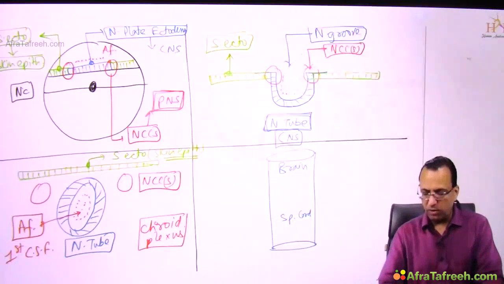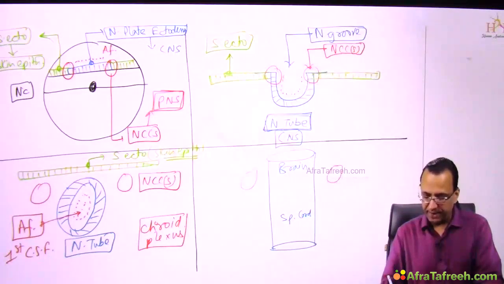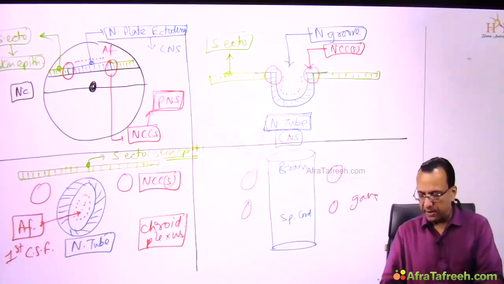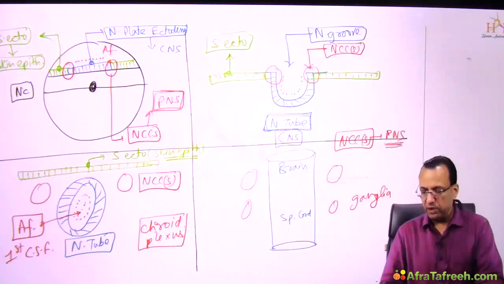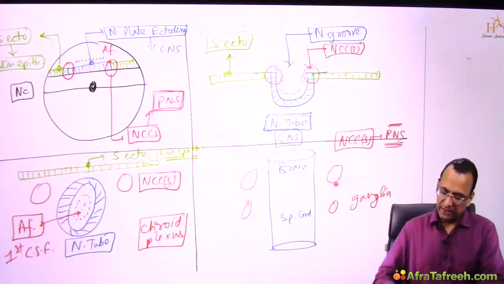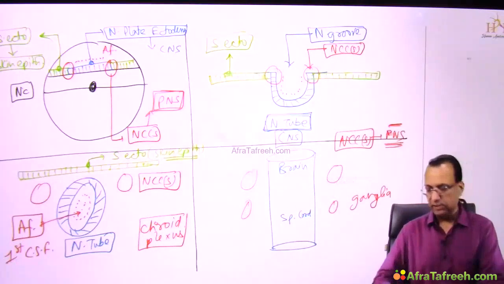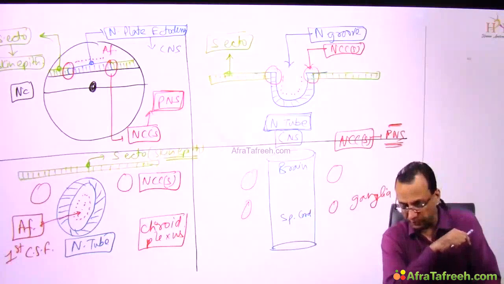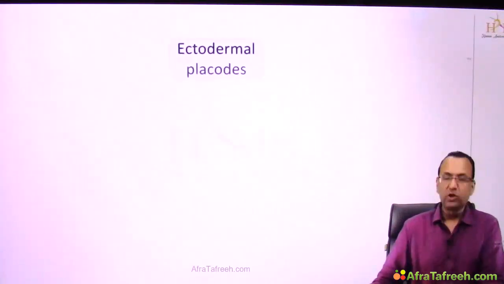Then what about the ganglia? If you are talking about the ganglia, then they would have come from neural crest cells. Most of the ganglia come from neural crest cells, contributing to the peripheral nervous system. So if you are talking about the ganglia, that is the peripheral nervous system, and that would have come from the neural crest cells. Now once you have that kind of orientation, you are going to look at the ectodermal placodes also.